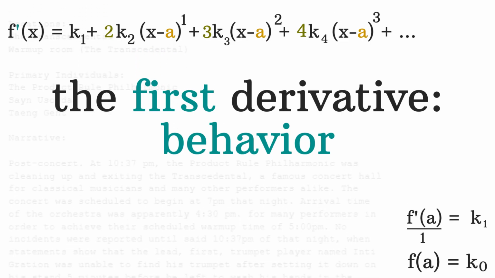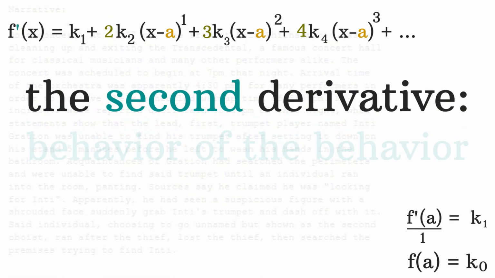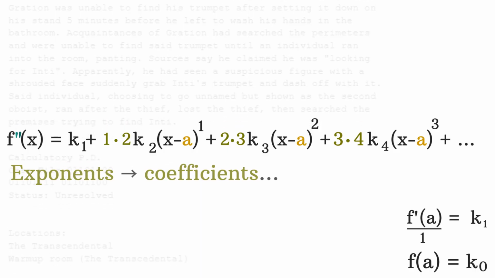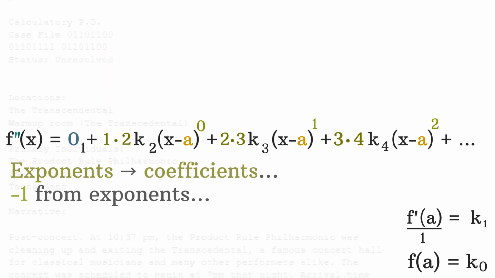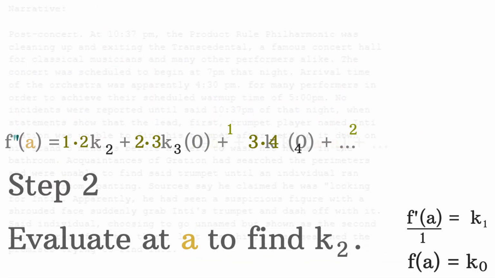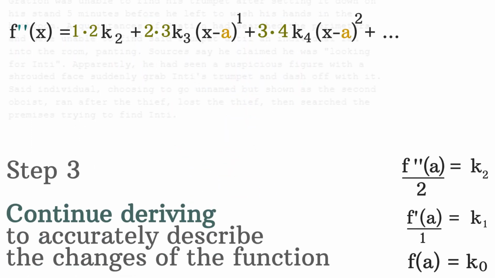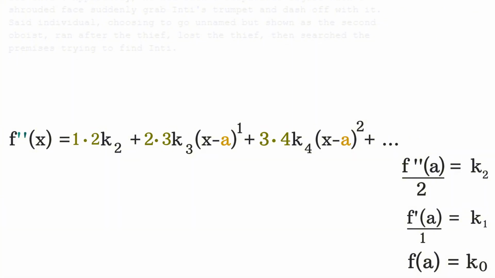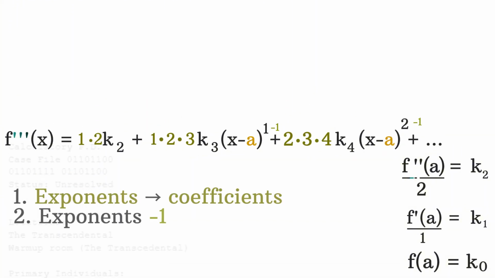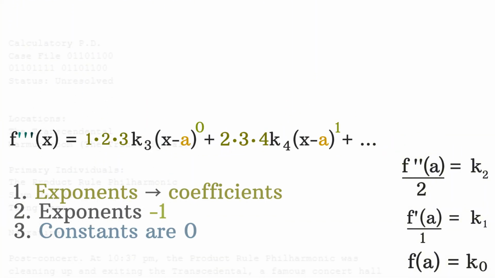So if I model the behavior of the behavior, I can get even more accurate in approximating this character. Exponents are coefficients, you subtract 1 from the exponents, and constants are 0. Then we evaluate to find our second unknown. We continue modeling the derivatives of our function as time goes on, now for the third time. The derivation process repeats, and then we solve for our unknown.